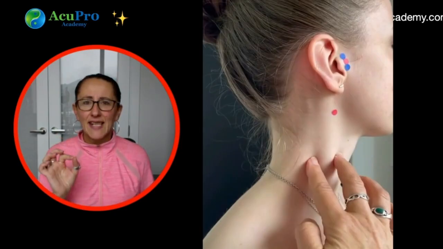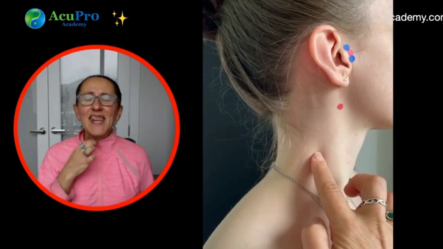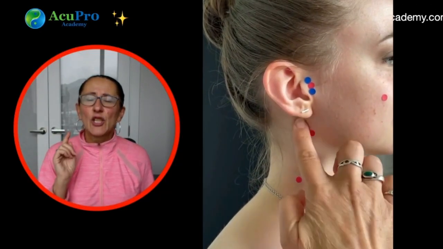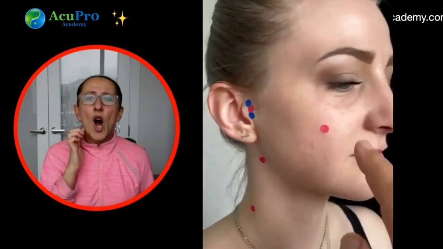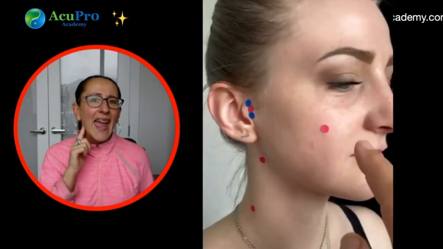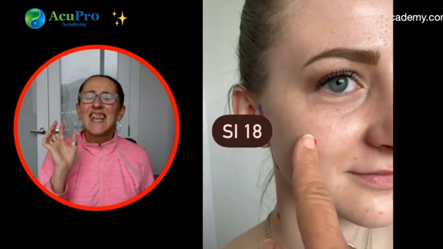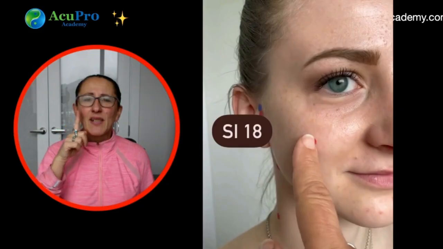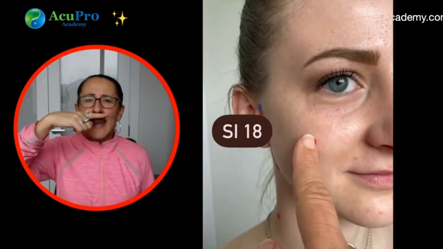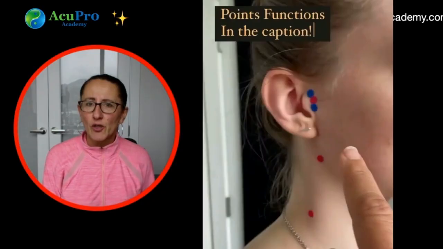Now let's look at the small intestine acupuncture points located on the neck and head. Small intestine 16 is located in the posterior border of the SCM, sternocleidomastoid, at the level of the laryngeal prominence. Small intestine 17 is right in front or anterior to the SCM at the level of the mandible, the jaw angle. Small intestine 18 is located directly below the outer canthus and at the level of the lower part of your nostrils, on the cheek or the zygomatic arch.